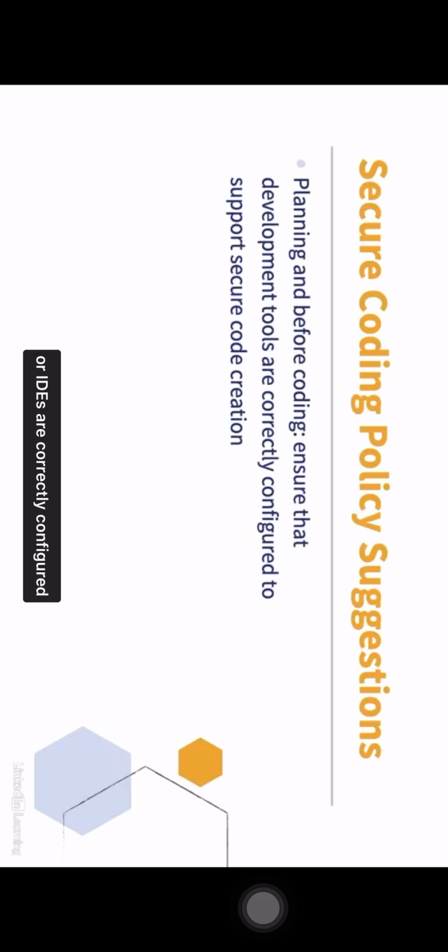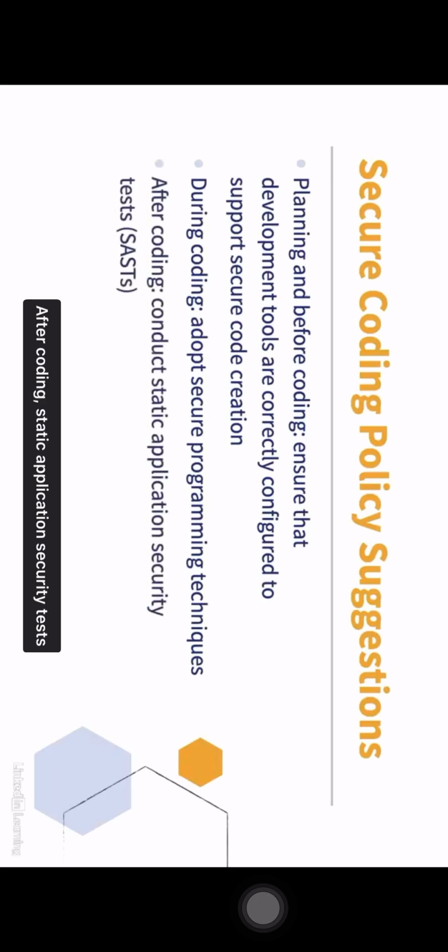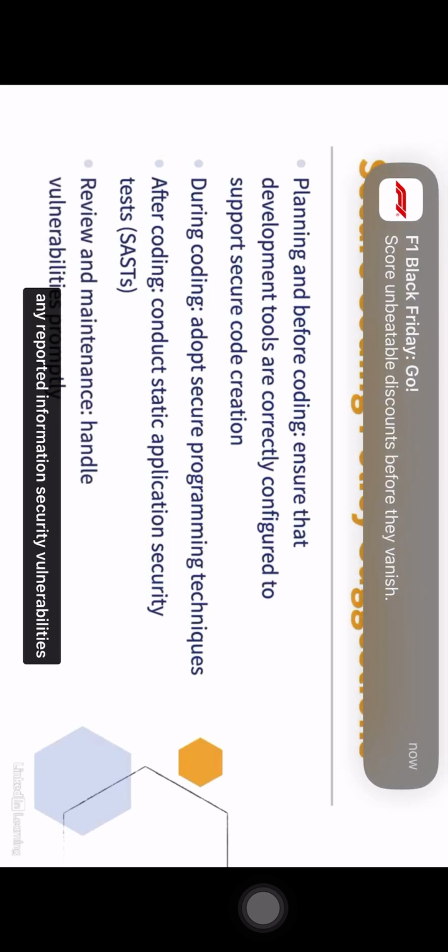For example, in the planning and before coding stage, developers must ensure that their development tools, such as their integrated development environments or IDEs, are correctly configured to support secure code creation. During coding, developers should adopt secure programming techniques like pair programming, refactoring, peer review, security iterations, and test-driven development. After coding, static application security tests, or SAST, should be conducted on code to identify any security vulnerabilities in the software. And in the review and maintenance stage, any reported information security vulnerabilities must be handled promptly.